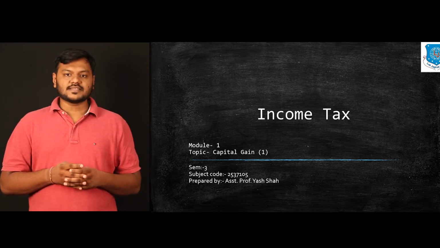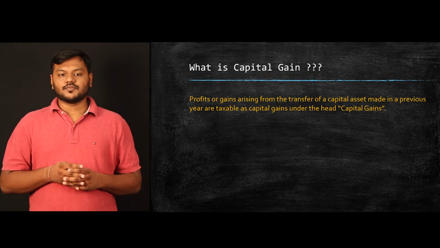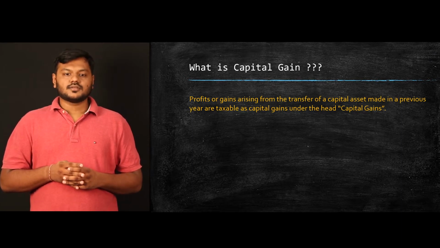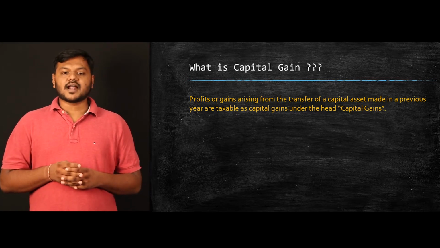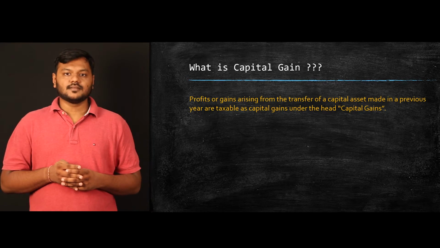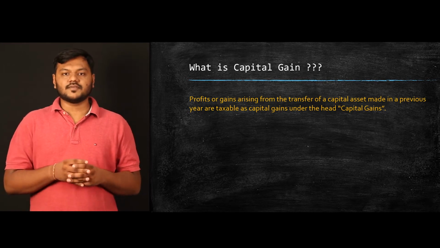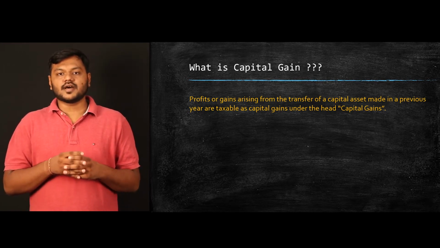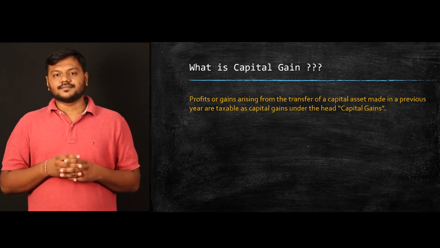So, let's discuss the definition and how capital gain can be charged. First, what is capital gain? Any profit or gain arising from the transfer of a capital asset made in the previous year is taxable under the head of capital gain, which means if you are selling any capital asset in the previous year, whatever gain you earn by selling that property will be charged under the head of capital gain.